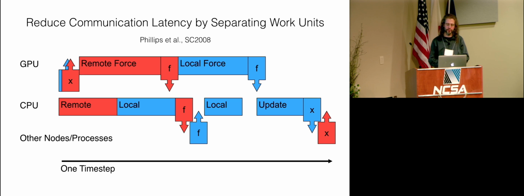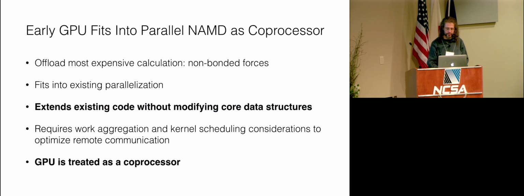Latency was further decreased by paying attention to the fact that in our force calculation, we would need to schedule the remote forces first and do that calculation so that we could get those communicated off node as quickly as possible. When we paid attention to details like this, we had something that was fairly effective for the hardware of the day. Just to recap, the advantages of this approach of treating the GPU as a coprocessor was that we were able to fit it into the existing parallelization of NAMD, and, most importantly, I think, extend the existing code without modifying the core data structures.